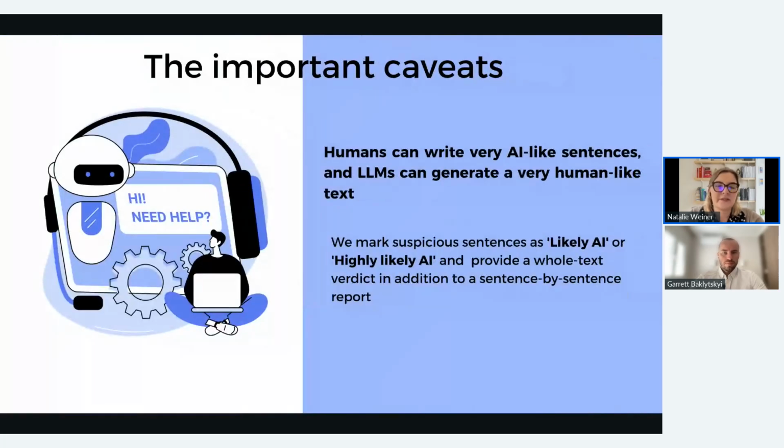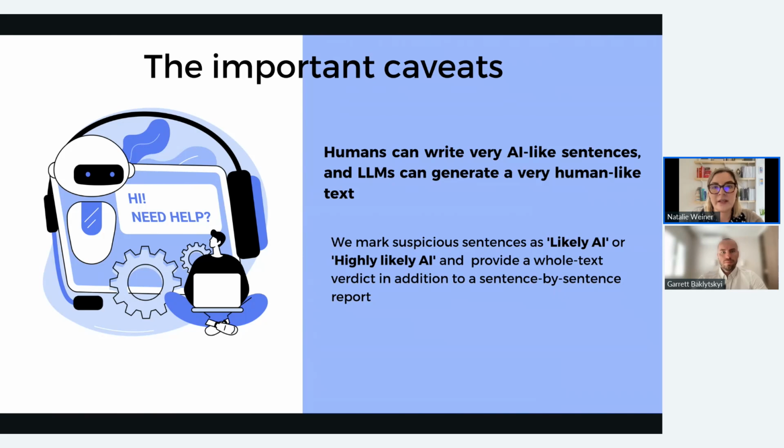Yet we are often asked some questions, like, for example, how can we rely on a solution that has only 90 to 97% accuracy? So it is important to understand that humans can still write some sentences which are very close to AI style. And at the same time, large language models generate increasingly human-like texts. Sometimes it will be impossible to detect who is who, and there will always be false positive and false negative results. And that is perfectly normal.